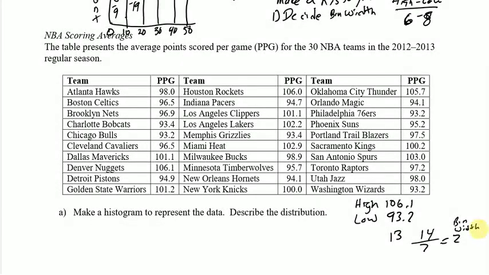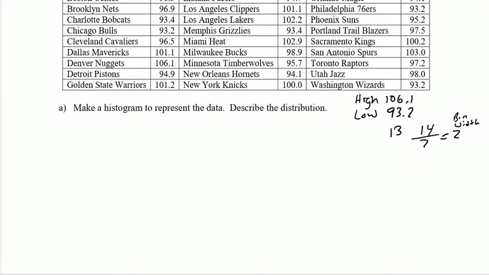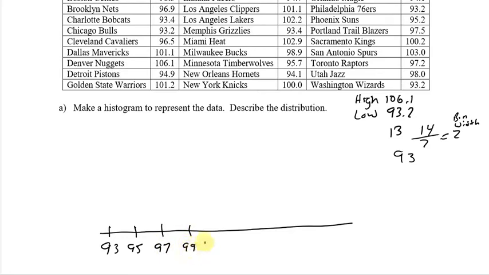So let's do that. So I'm going to come down here and I'm going to start at 93 then, because 93 is needed. And then 95, 97, 99, 101, 103, 105, and finally 107, because that gets us above where we want it to be. Okay? As we decided on a bin width of 2.